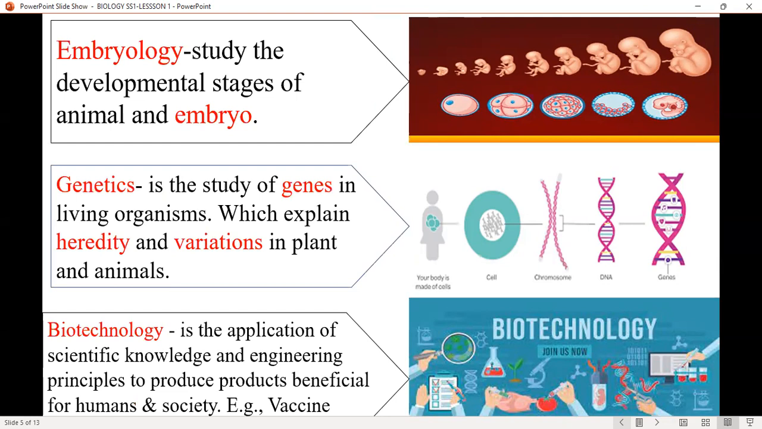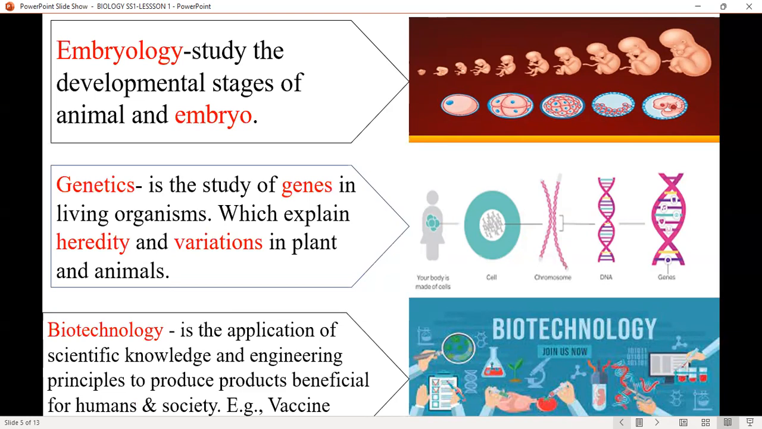Gene simply means the basic unit of inheritance. So genetics explains heredity and variation in plants and animals. In heredity, we're talking about the similarities, while in variation, we're talking about the differences that occur among organisms of the same species in a population.